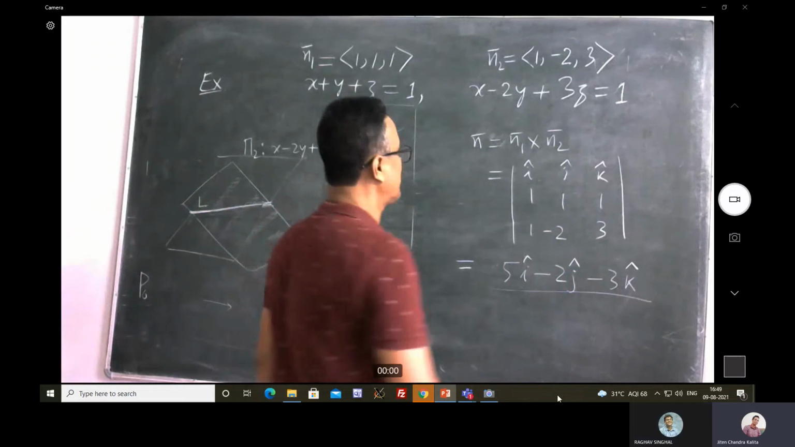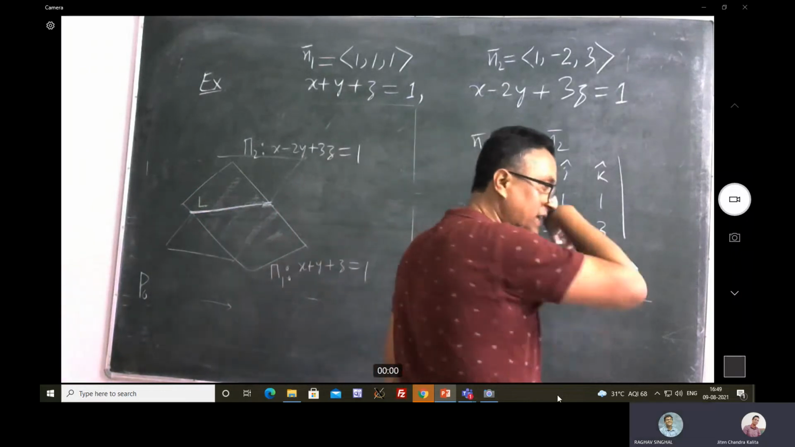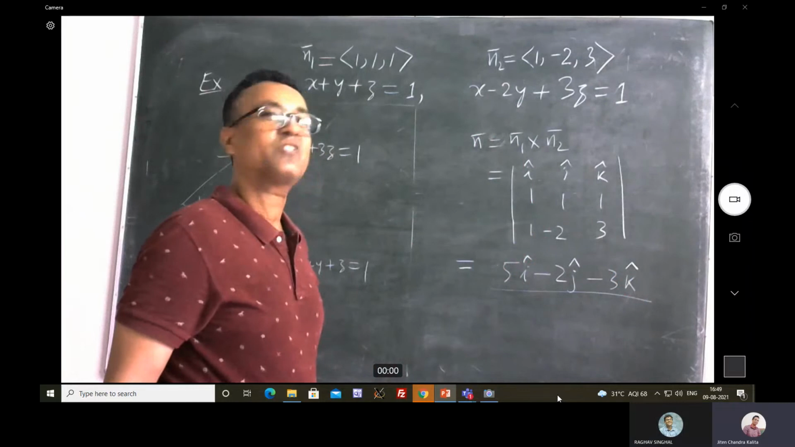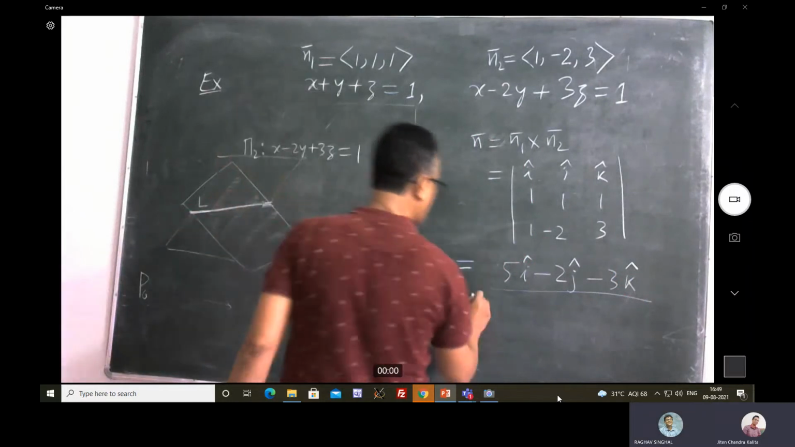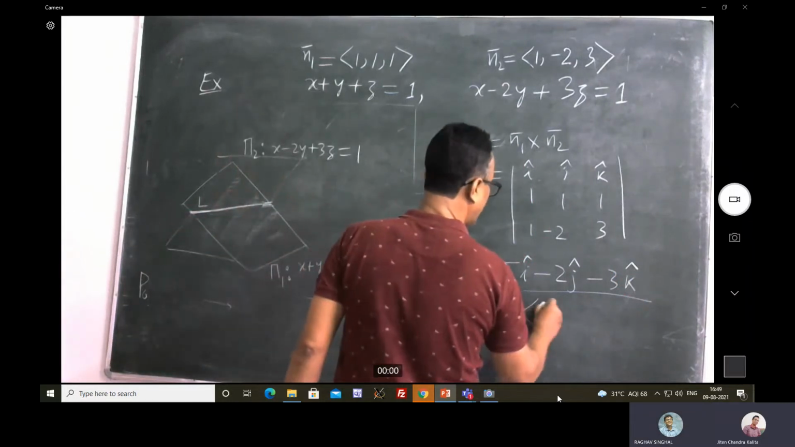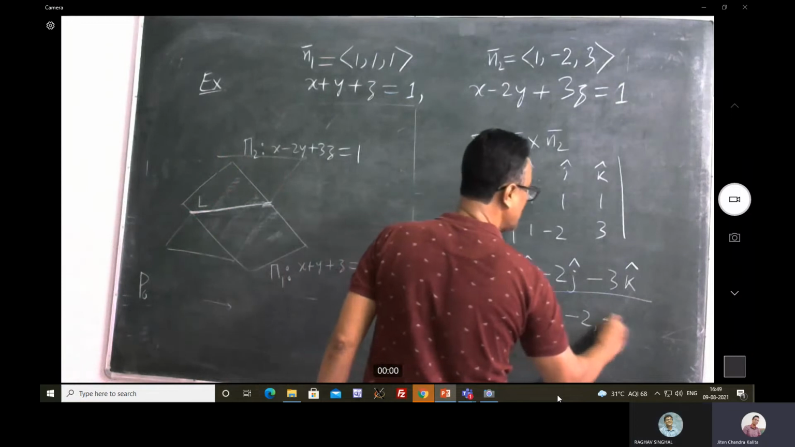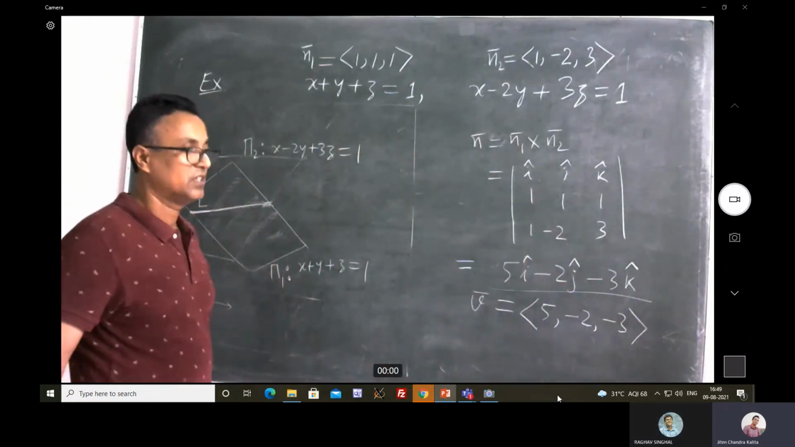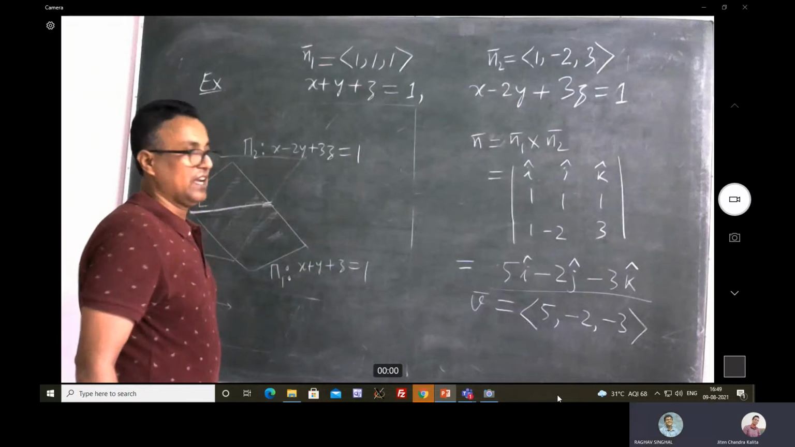So basically what we have found out is a vector which is parallel to the straight line. So that means we have found out B. The components of B are 5, minus 2, minus 3. Now we have to find a point on that line.